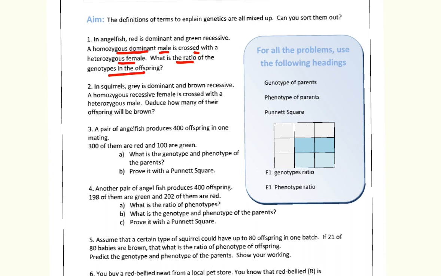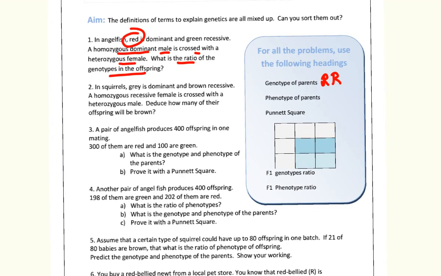Genotype of parents: he said homozygous dominant. Red is dominant, so I'm going to use capital R for the red color, and as he is homozygous, it is capital R, capital R. The other parent, he said heterozygous female, so capital R, small r. These are the genotypes of the parents. Phenotypes of the parents: they will be red, both of them. This was the male and this was the female.